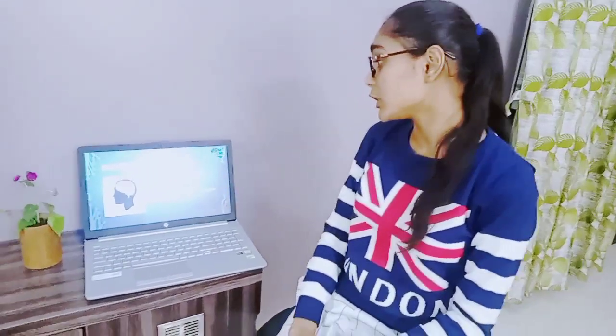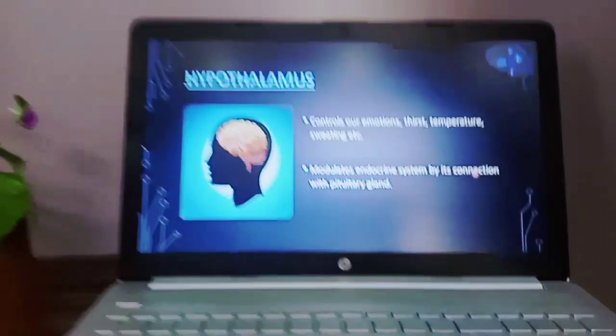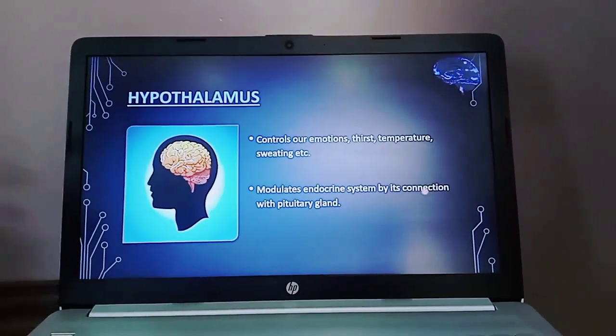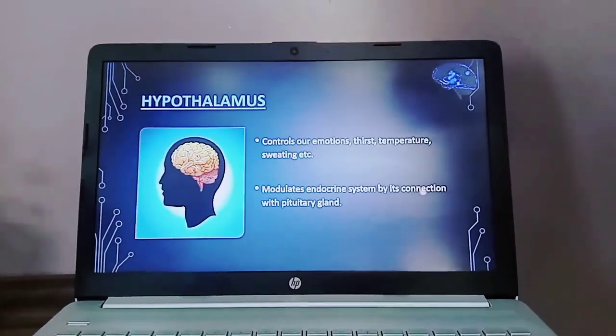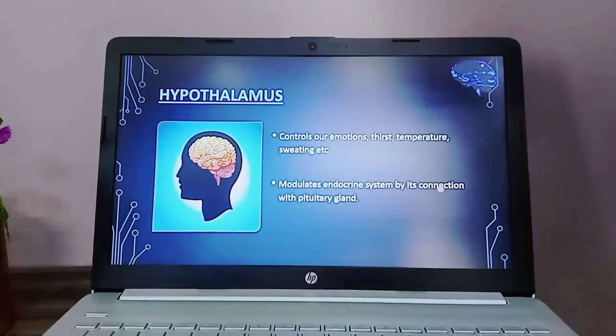Hypothalamus is the next part of the forebrain. Hypothalamus is also a part of endocrine system as it facilitates the action of pituitary gland in releasing hormones. It controls our emotions, thirst, temperature, sweating, etc. It modulates endocrine system by its connection with pituitary gland, as I told you before. So far we have learnt about cerebrum as well as hypothalamus.